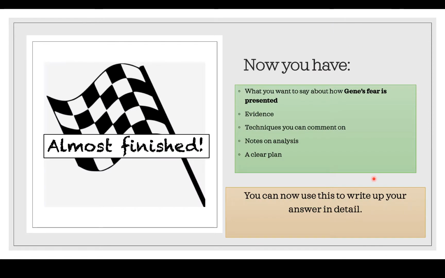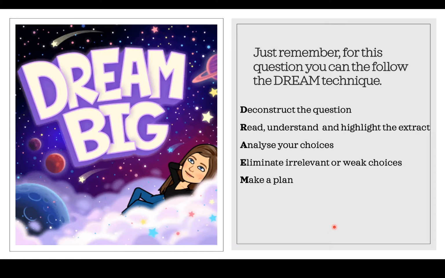So what do you have now? You have what you want to say about how Jean's fear is presented. You have your evidence. You hopefully have got techniques that you can comment on because you've been annotating and analysing as you've been going. You've got lots of notes on analysis, and you've got a clear plan of what you want to talk about. Once you have all of this together, you can use this to write up your answer in detail. And a final thing is, just remember that for this question, follow the dream technique.